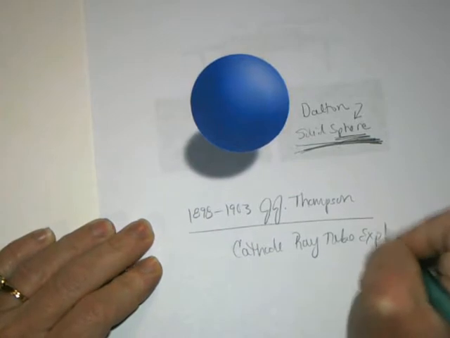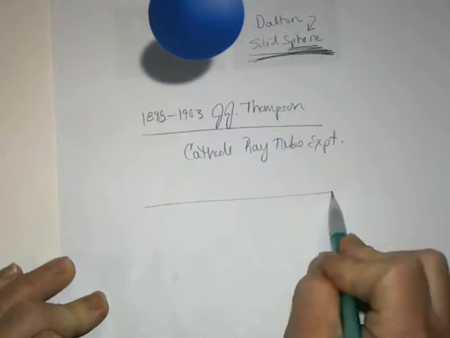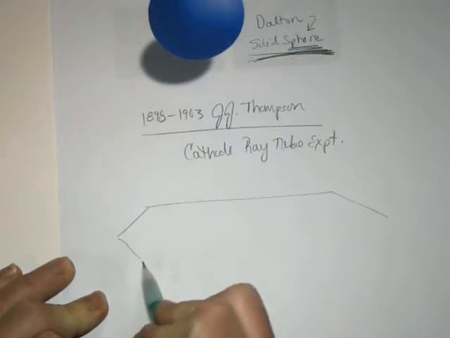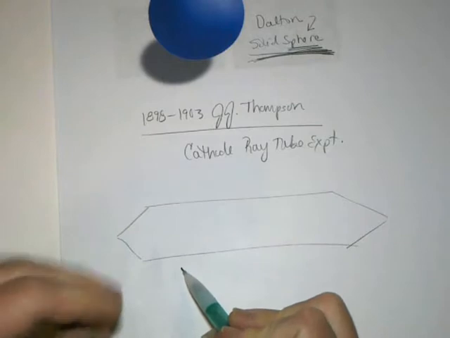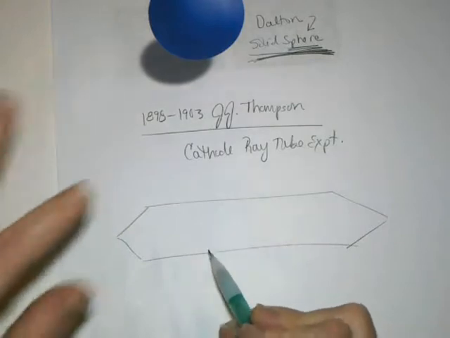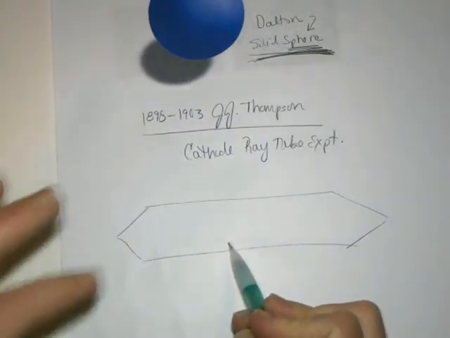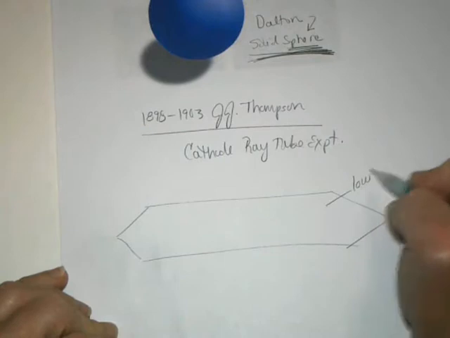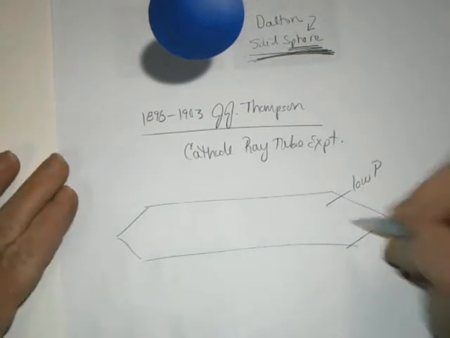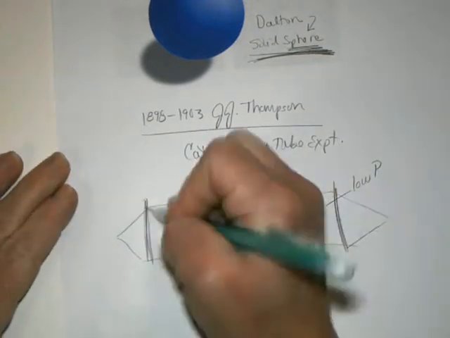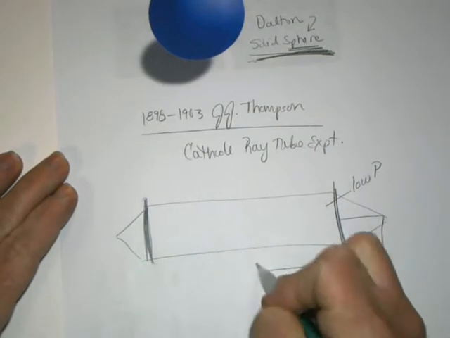The cathode ray tube, first known as a Crookes tube, was a glass tube that was evacuated, but a very, very small amount of gas remained. So it was a gas under very low pressure. At either end of the tube were metal plates, and these metal plates were connected to a battery.